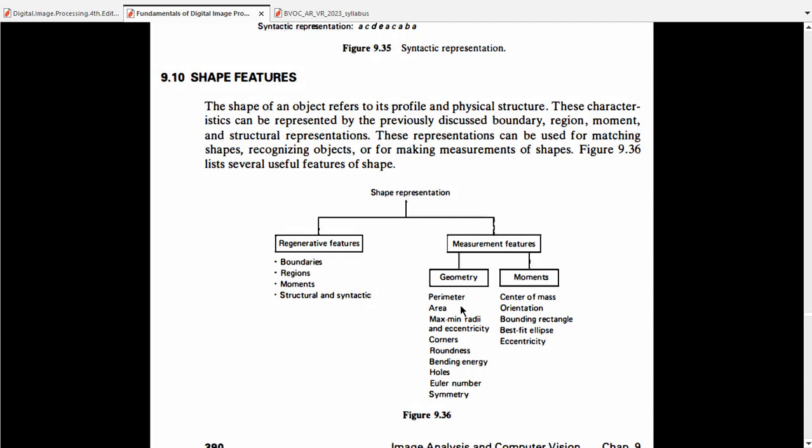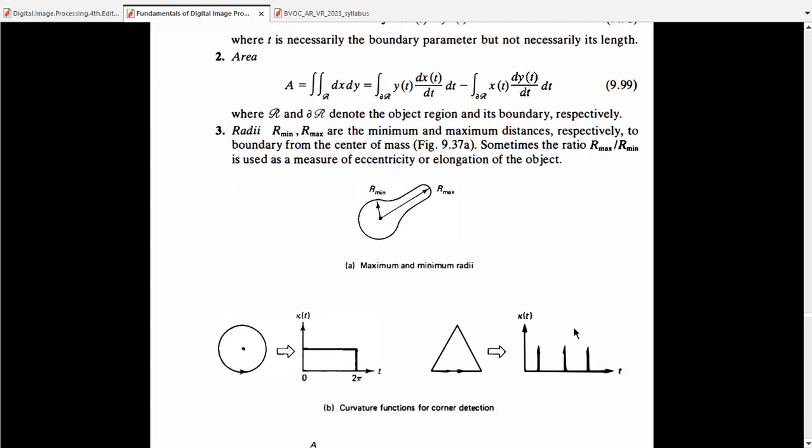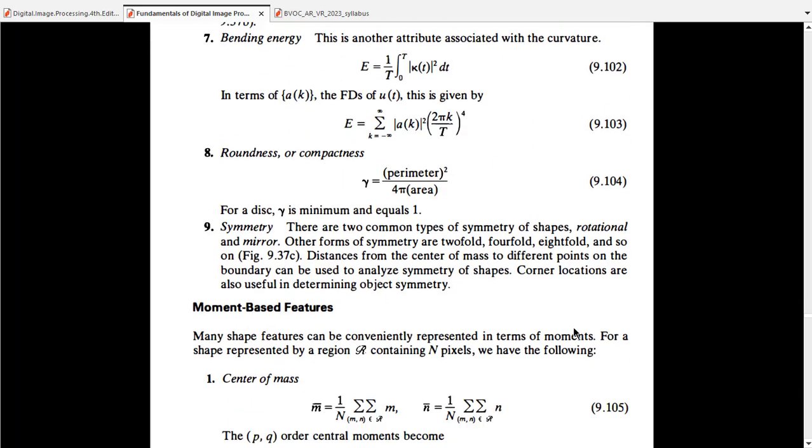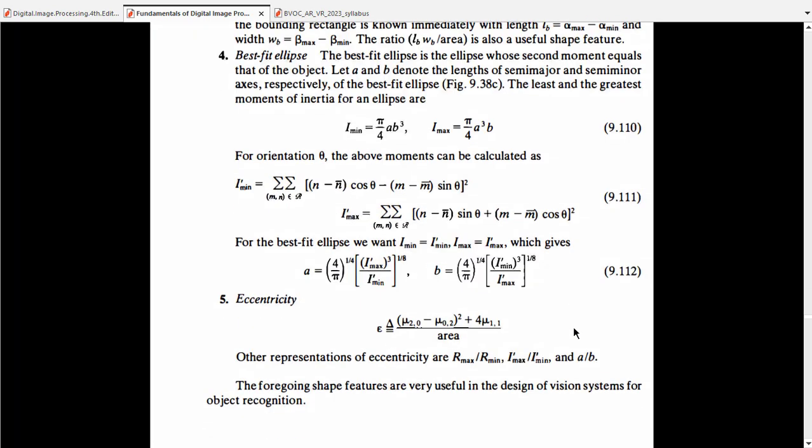Geometry will be like perimeter, area, maximum, minimum, radii and eccentricity, and corner and roundness, bending energy, folds, Euler number, symmetry, center of mass, orientation, boundary, rectangle, best fit ellipse, eccentricity. So, moment based features.